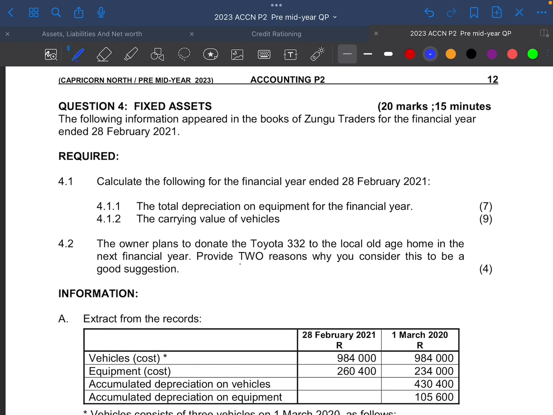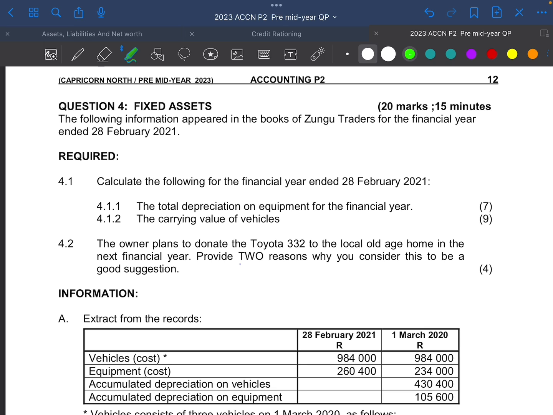In this video, we are looking at the Capricorn North pre-mid 23 accounting paper 2. We'll just be going over question 4, which is talking about fixed assets. So getting into the question, it says the following information appeared in the books of Zunga Traders for the financial year ended 28 February 2021.